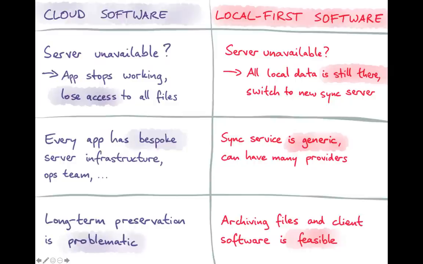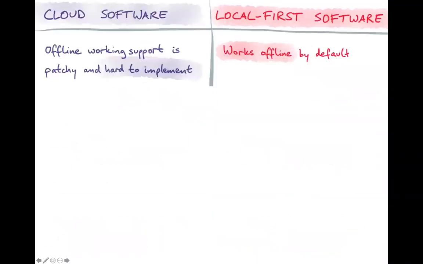Another problem I worry about with cloud software is the long-term preservation. So that is, will historians in 100 years still be able to open the files that we create today? And I personally don't have great confidence that our Google Docs will still be readable in 100 years' time. Whereas if it's a file on your local computer and some software that can be preserved in an emulator, that seems like a bit more of a chance of being archivable long term.